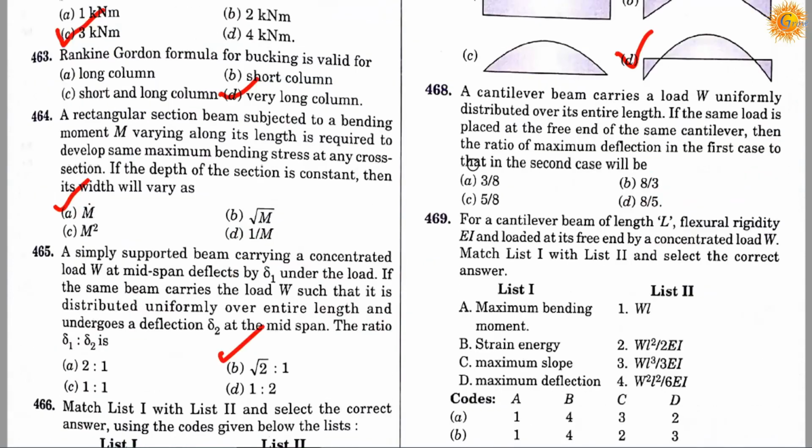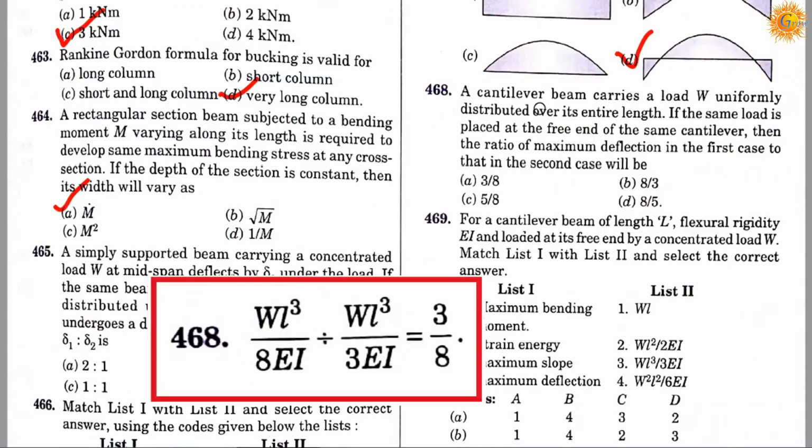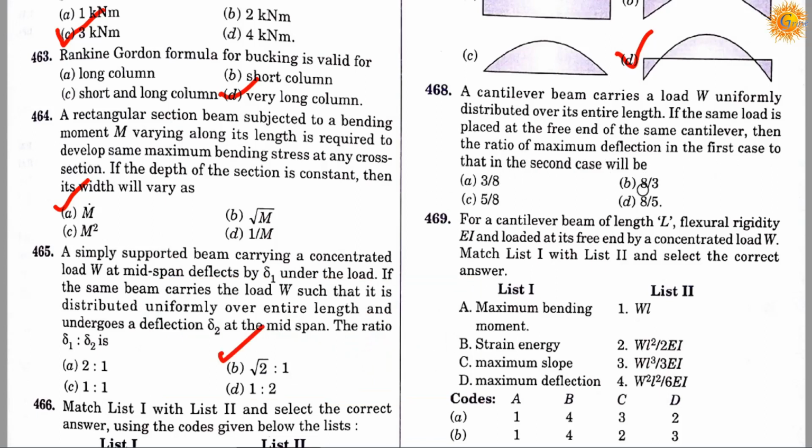Question number 468. A cantilever beam carries a load W uniformly distributed over its entire length. If the same load is placed at the free end of the same cantilever, then the ratio of maximum deflection in the first case to that in the second case will be option A 3 by 8, option B 8 by 3, option C 5 by 8, option D 8 by 5. Correct answer is A, it will be 3 by 8.